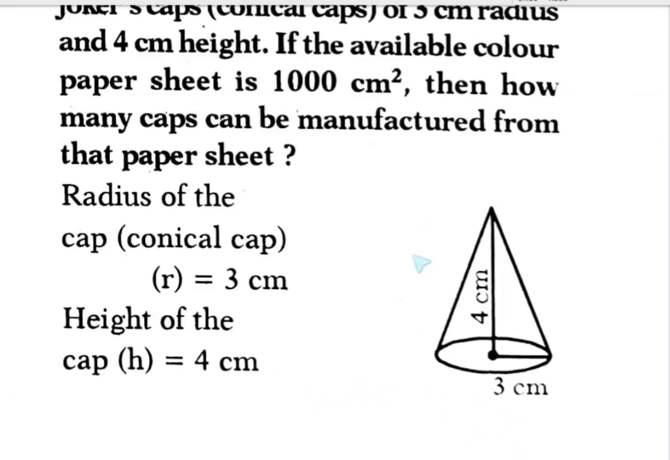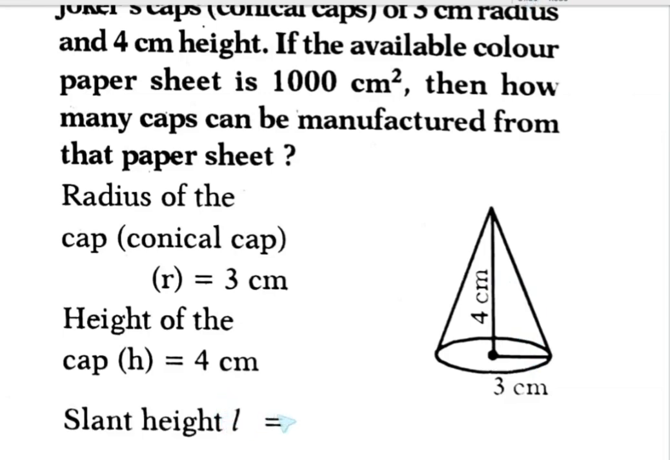Now, to find the surface area of the cone, we need to find this slant height. The slant height L we need to find. Here this is a right angle triangle and L square is equal to 4 square plus 3 square, that is h square plus r square. L square is equal to h square plus r square.